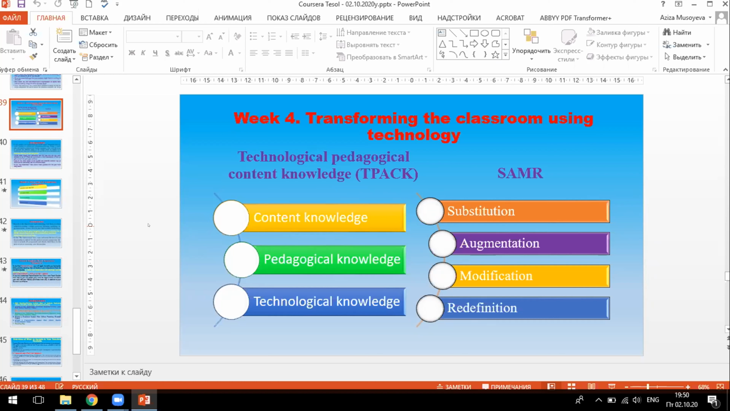It is augmentation. And the third one is modification. It is a significant task redesign. So here we are looking to change the learning task because of the possibilities the technology provides. So what you do here is that instead of just asking questions from online textbooks, we may give students a list of media resources where they can get information.